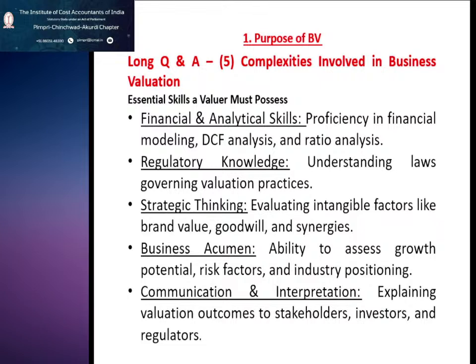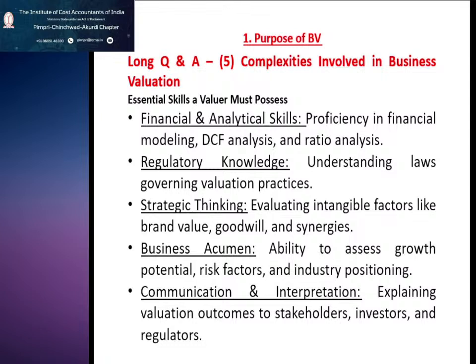Obviously, the complexities involved include essential skills a valuer must possess. Financial and analytical skills must be there, proficiency in financial modeling, DCF analysis and ratio analysis. Regulatory knowledge is essential, understanding laws governing valuation practices. A valuer must have strategic thinking abilities also, evaluating intangible factors like brand value, goodwill and synergies. At the same time, a valuer must have some amount of business acumen, that is the ability to assess growth potential, risk factors and industry positioning also.